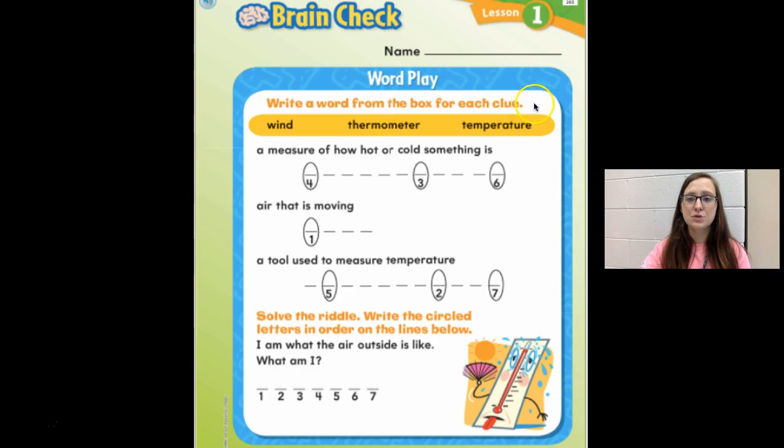You're going to use the words in the yellow box and write 1 letter on each line until you finish the word. Pause your video until you're done. Next definition says air that is moving. Your choices again are wind, thermometer, or temperature. Write 1 letter on each line to spell the correct word.